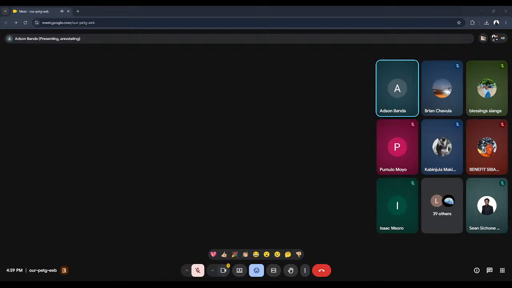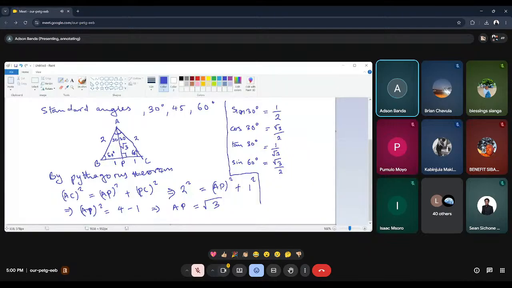So that is the sine of 60. You can see from here the opposite is root 3 and the hypotenuse is 2. And then also we have the cosine of 60 degrees. So the cosine of 60 degrees is 1 over 2.